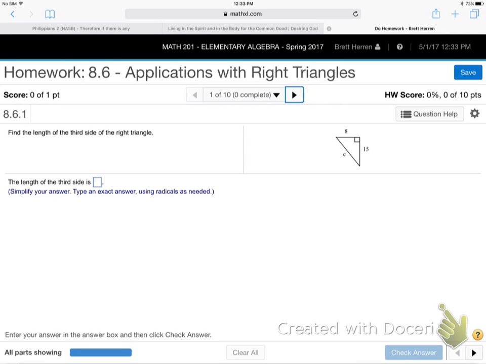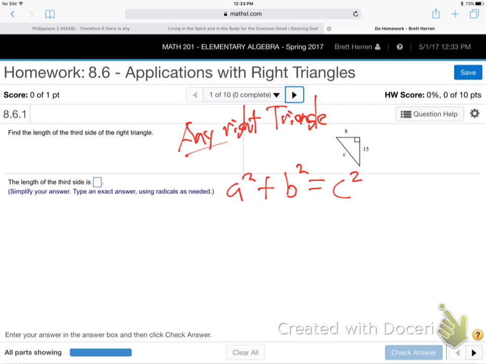A squared plus B squared. Yeah, do you remember that one? A squared plus B squared is C squared. Do you remember that thing? Yeah. When can we use that? For any right triangle. So for any right triangle, you can use A squared plus B squared is C squared.